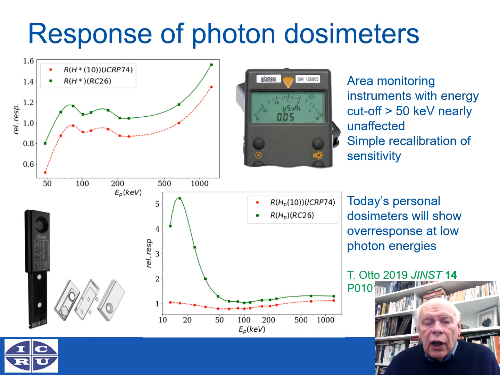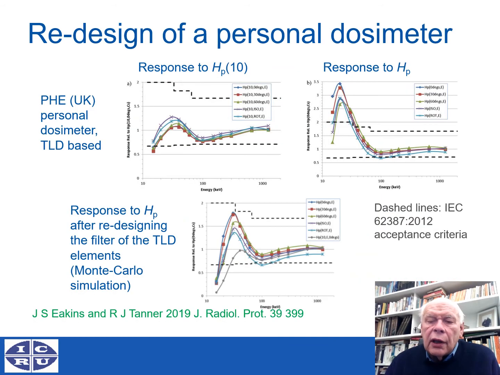The problem is a bit larger at lower energies. There the response will be too high at the lower energies in terms of the new quantity. But that can probably also be solved quite easily, at least for this dosimeter, which is from the PHE in the UK.